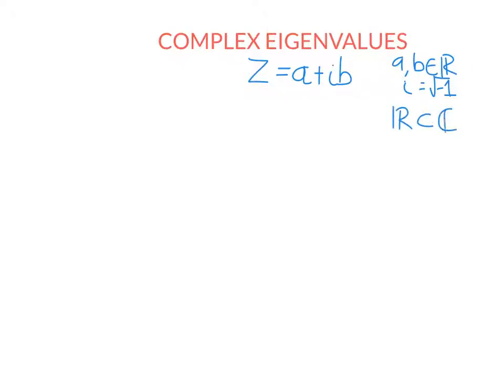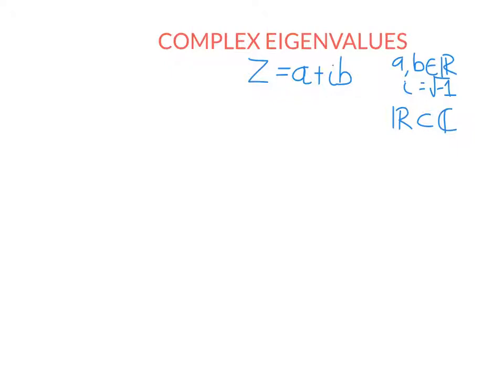Because we're going to be doing work involving complex numbers, we're going to start by going through what they are and how to perform operations with them. A number z is said to be complex if it's of the form a plus ib. Here a and b can be any real numbers, the numbers you're used to, and i is the square root of minus 1. It turns out that the real numbers are a subset of C, the complex numbers. Any real number is a type of complex number, but not all complex numbers are real numbers.